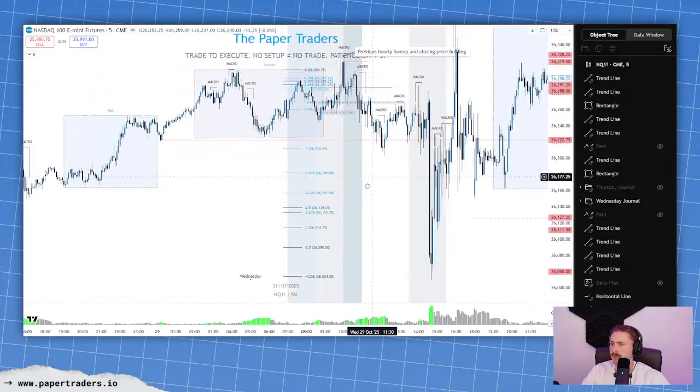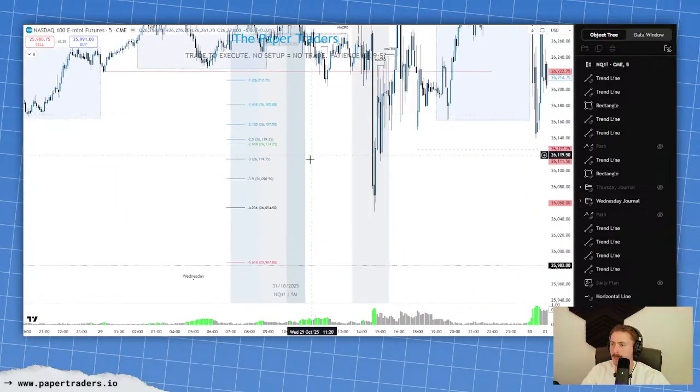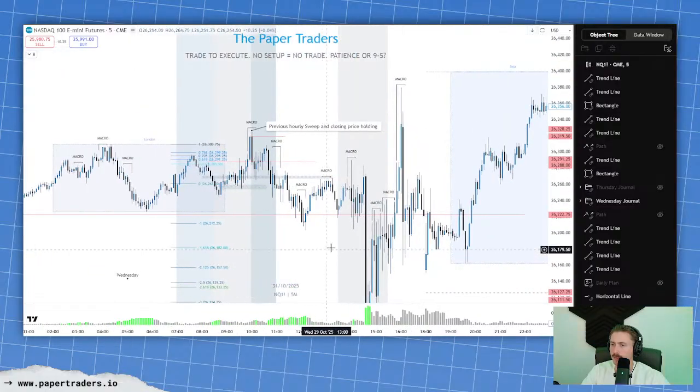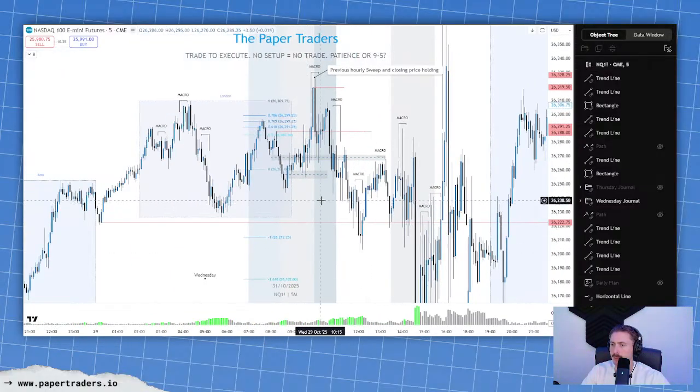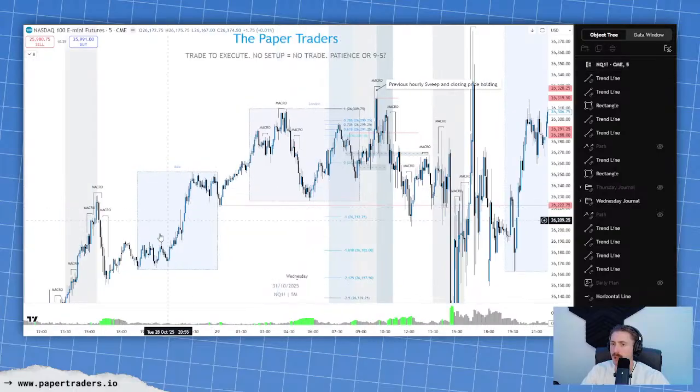We drew out this expansion. Hit the -4, bounced out of it. That's that London range manipulation. But typically what we see, right? We always outline it with a daily plan that I'll show you guys in a second here. But Asian consolidation, or Asian, a little bit of an expansion.